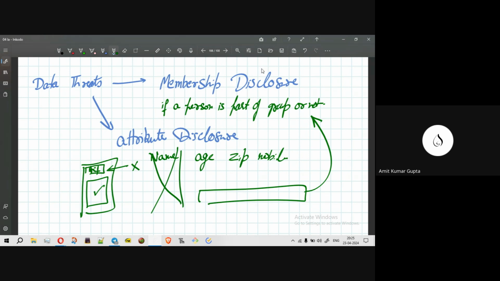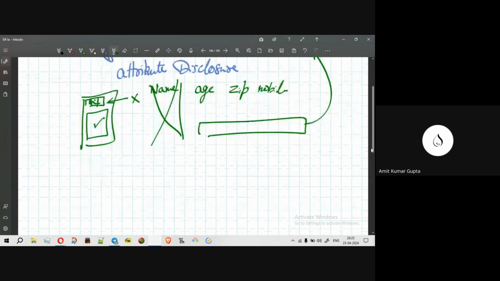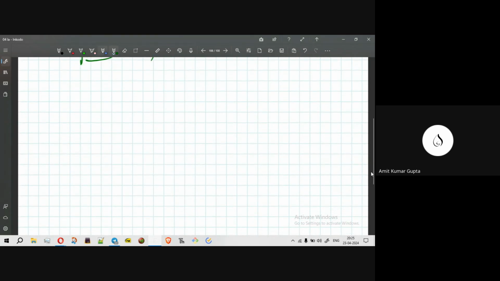The last thing is identity disclosure, and as you can understand, what is the meaning of identity disclosure? Like name, or photo. It can be anything. The important thing is that identity disclosure means information about an individual, such information that you can identify as a person.